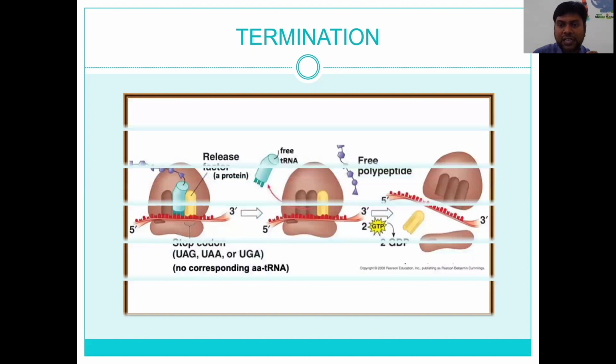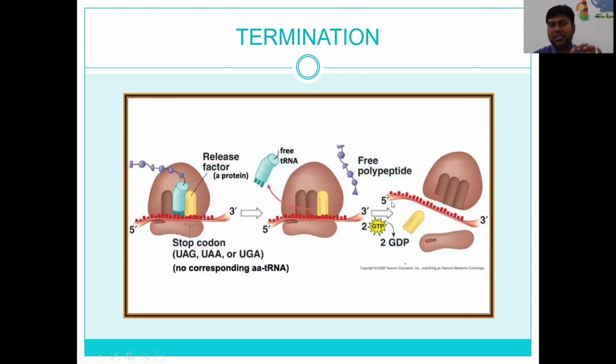Now release factor 3 will hydrolyze the GTP. The energy produced will blast away all the components of the translation process, resulting in the release of the newly synthesized polypeptide chain. This is how termination takes place. So that's it about the process involved in the synthesis of protein, which I have explained under 3 headings: initiation, elongation and termination.